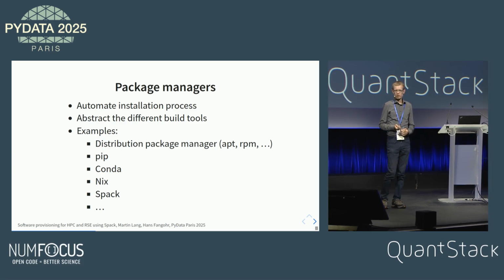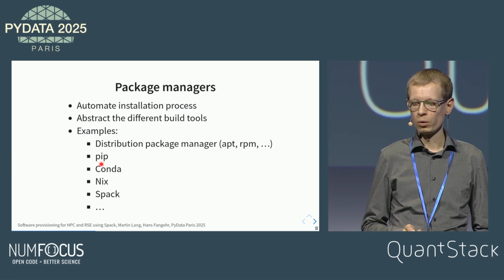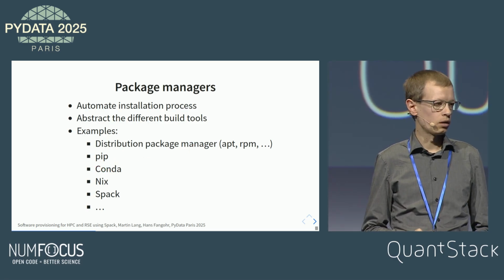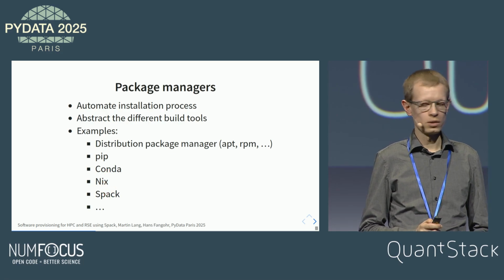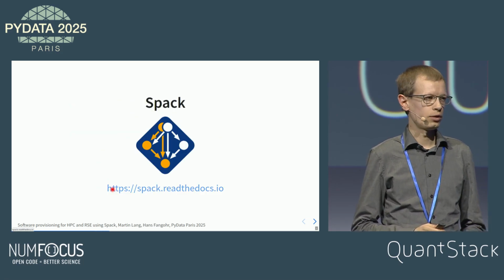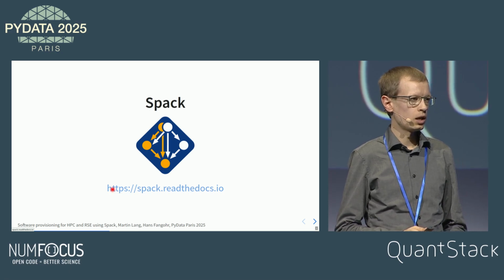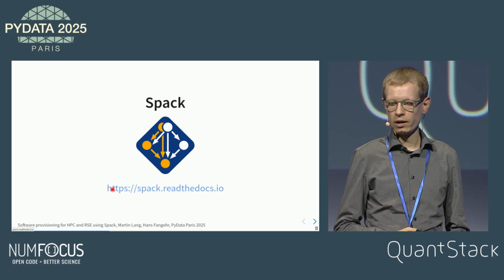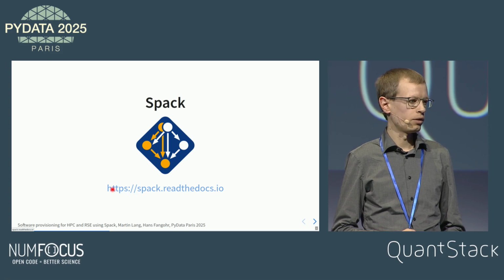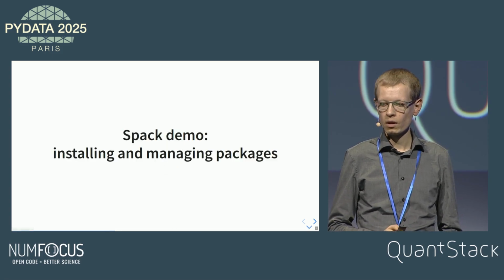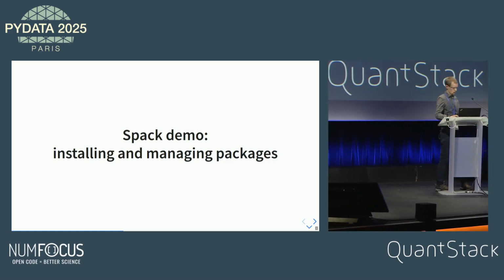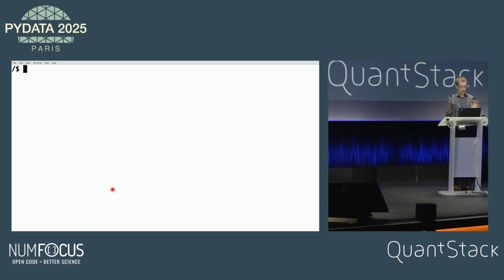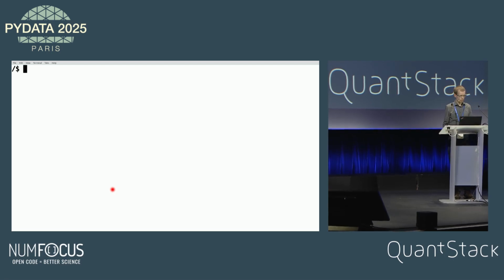There are many examples. There are, for example, the distribution package managers. There is pip for the Python world, Conda beyond just Python. And there is one called Spack, which we are using for our purposes. I'd like to introduce that in more detail. It's mainly developed at LLNL, and I will only talk about the user's perspective. To start, I will show you how we can actually work with Spack. So I will switch to the command line and show you how to work with it.